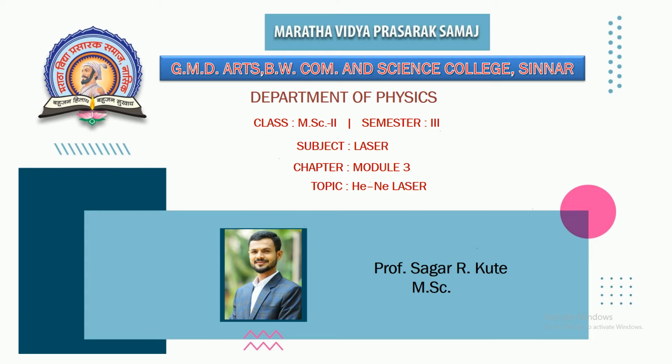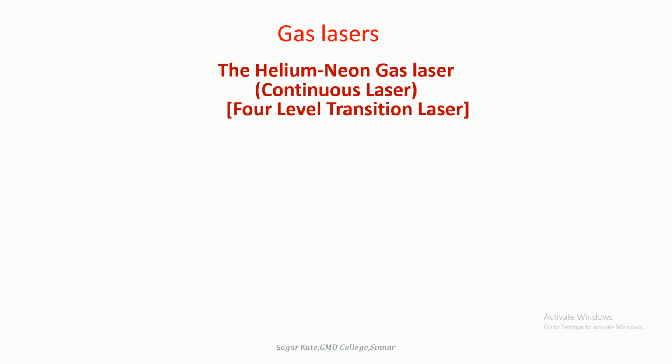Today we are going to discuss the MSc second semester course of laser. In the last lecture we discussed the semiconductor laser. In this lecture we will discuss the helium neon laser, that is the HeNe laser. The helium neon laser is a type of gas laser. It is also called a continuous laser or a four-level transition laser.